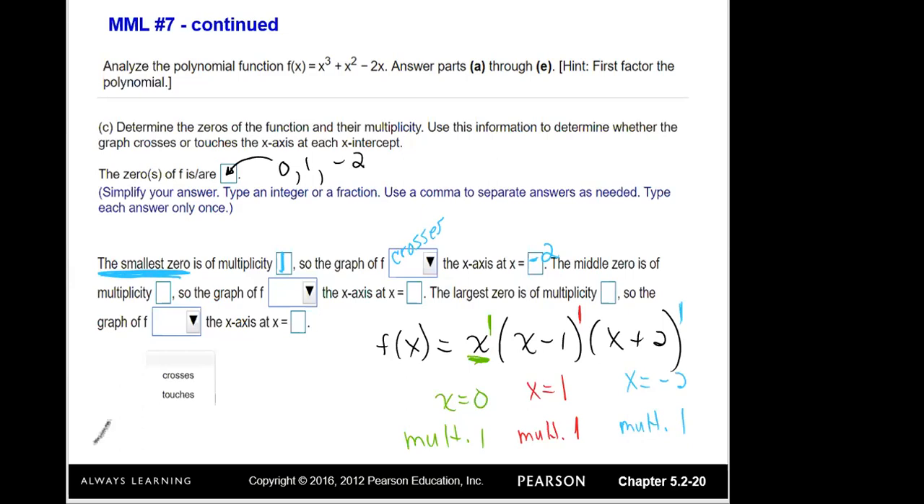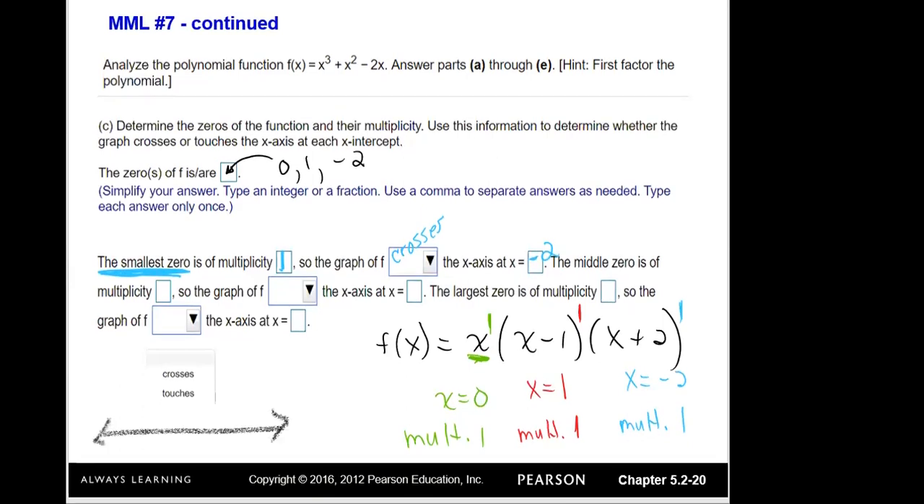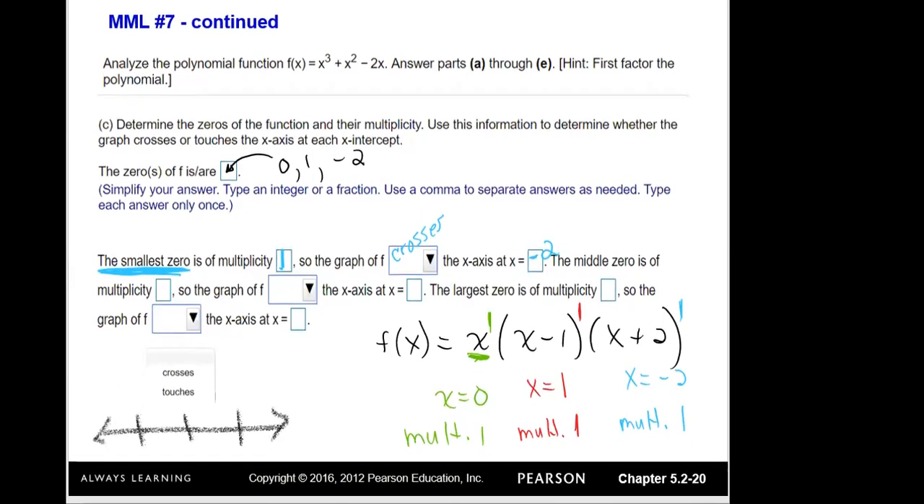Not sure? Draw yourself a number line and place those three numbers on the number line. This would be negative 2. The next largest number would be 0. And then the next largest number would be 1. There they are from smallest to largest, left to right: blue, green, red. So green comes next.